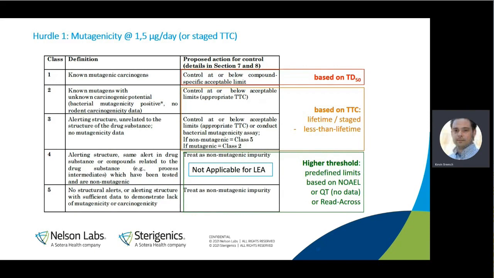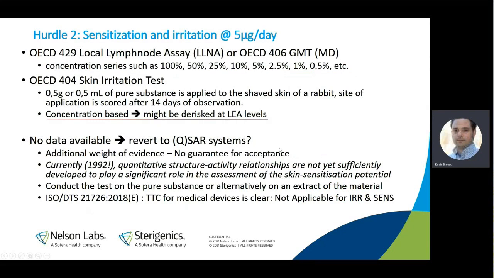Hurdle number two, the sensitization and irritation, which is to be controlled at 5 micrograms a day. We will be looking at the OECD 429 local lymph node assay, or the guinea pig maximization test. There you will see they apply different concentrations of the pure substance to the animal to see if there is any sensitization observed. OECD 404 for skin irritation.